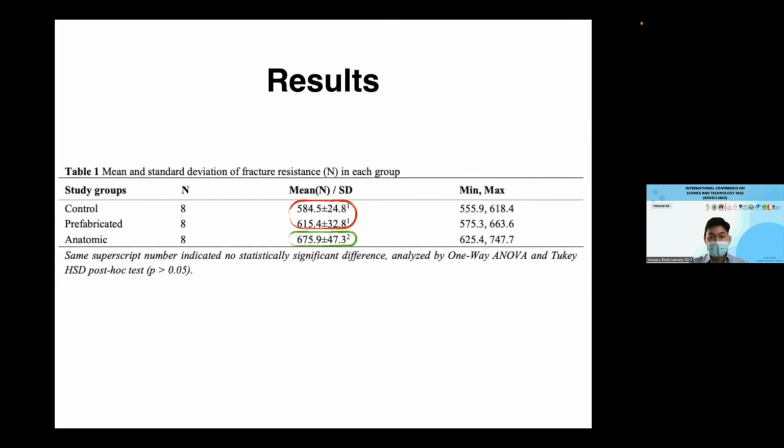Results. From the results of this study, the fracture resistance presented a normal distribution and was recorded in Newton. The fracture resistance of the anatomic group was significantly higher than the other groups. The control group presented the lowest fracture resistance. However, the prefabricated group showed no difference from the control group.